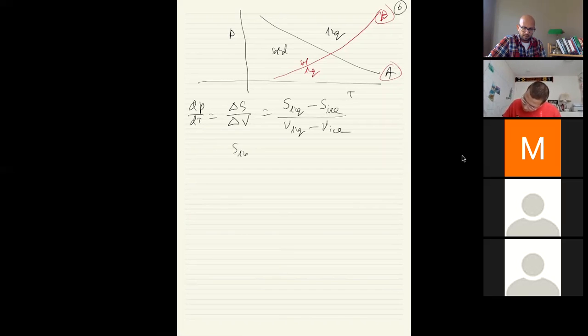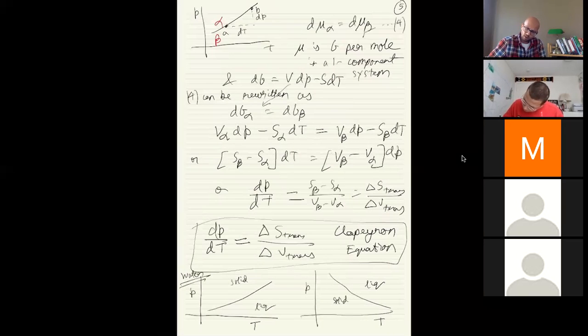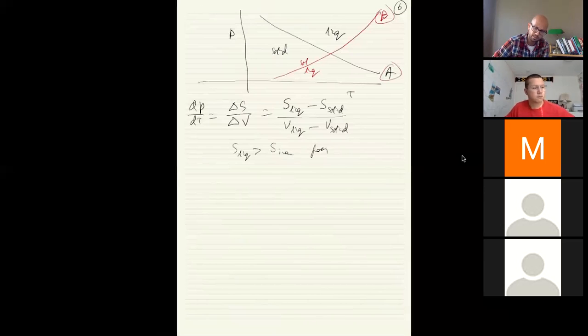S liquid is more than S ice for, or rather let's write it down as solid, and then we can write down the general case. I will do this again next time. So if I feel like I'm being rushed, don't worry. Next time I'm going to start from the Clapeyron equation, dP by dT equal to delta S by delta V, and go through the ice and water example again in detail. But let's do it once for now, just for kicks.